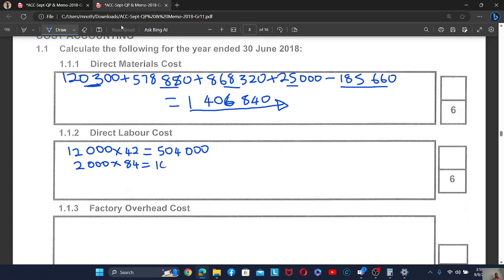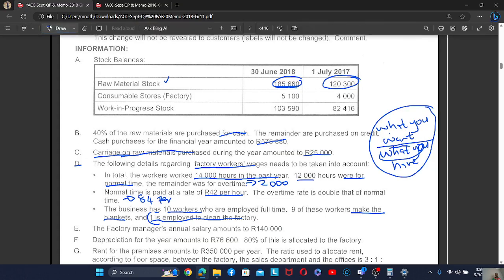168,000. So actually, this means that the wages in total are how much? 672,000, right? So these are the wages for all these 10 workers.